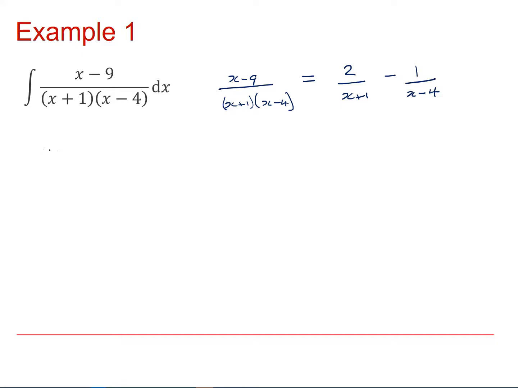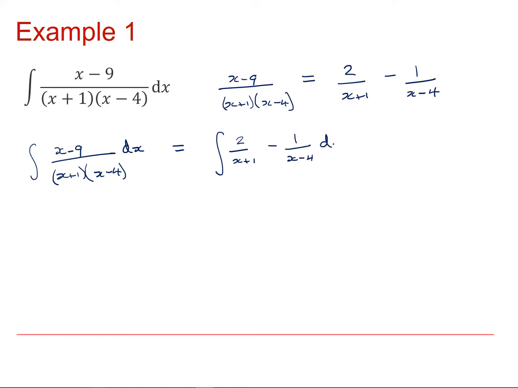So now what I can do is rewrite my integral. Here's my integral, over (x plus 1)(x minus 4). I can rewrite that as the integral of this pair of fractions. So that's 2 over (x plus 1) minus 1 over (x minus 4). Okay, so I can integrate this as two parts now.